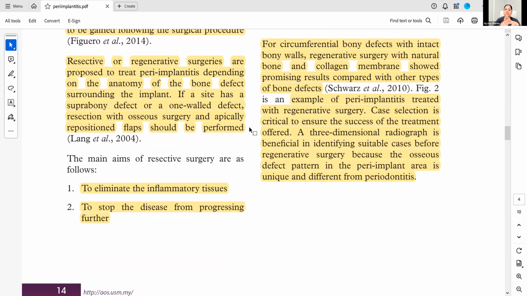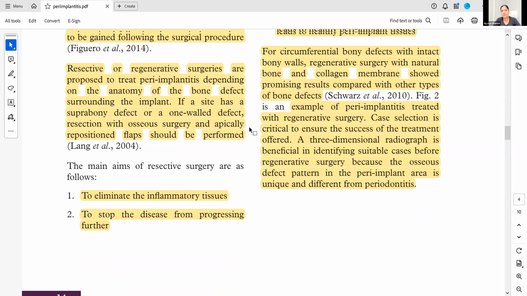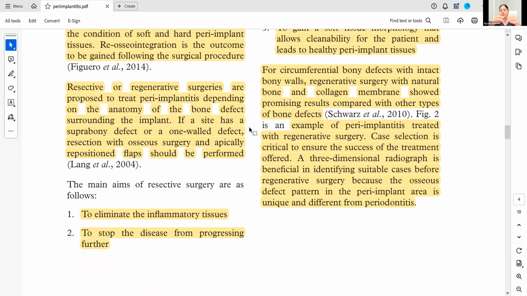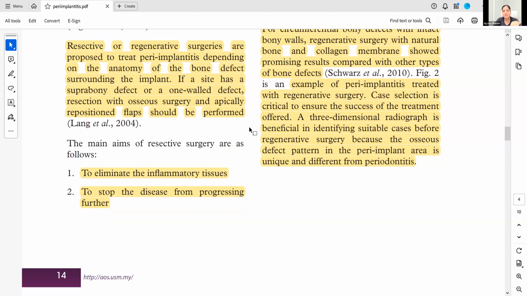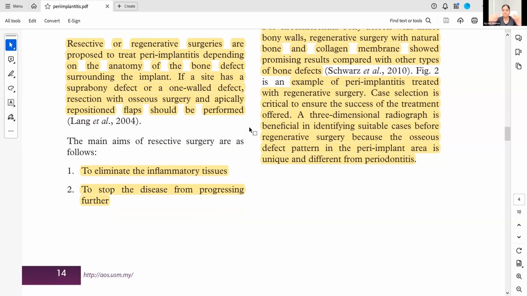Resective or regenerative surgeries are proposed to treat peri-implantitis depending upon the anatomy of the bone defect. If the site has a supra-bony defect or a one-wall defect, resection with osseous surgery and apical repositioning flaps should be performed, right? So when most of the bone loss is still limited and involving only one wall, then you do the resection surgery and you can raise the flap, position it at the existing bone level without having to put in bone grafts and do regenerative therapy.